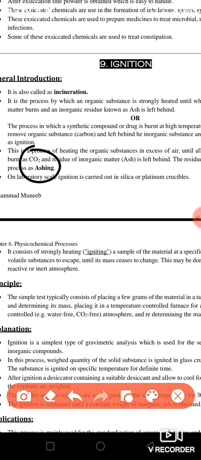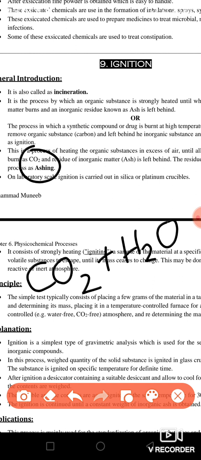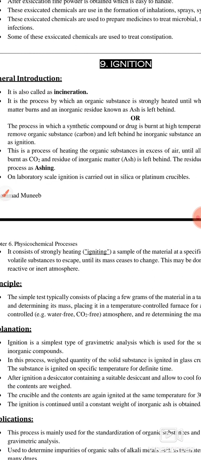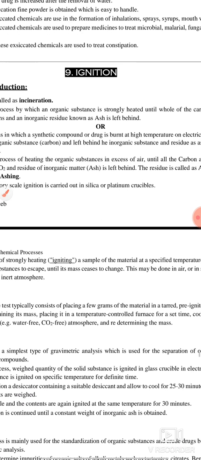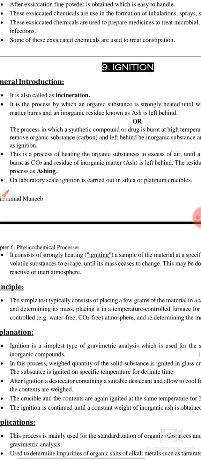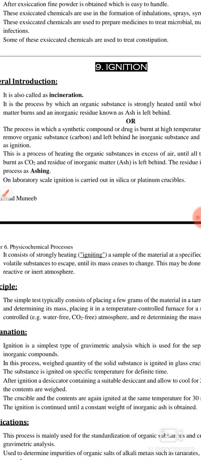So always remember, whenever you undergo the process of ignition or heating, the end products are carbon dioxide and water. This is the final product of any kind of metabolism, whether it occurs in our body or in the external environment. So the end product of every metabolism is always carbon dioxide and water. In ignition you gain that, and the left material will be your ash. The residue is called ash, and this process can be called ashing.